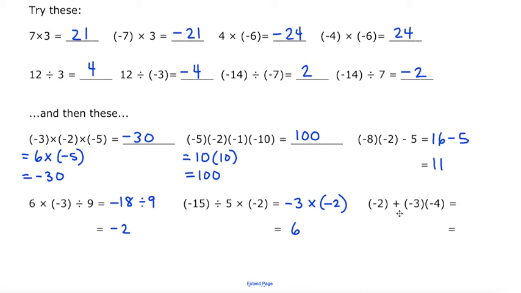And lastly, this last example here, remembering that I have to do my multiplication before I can worry about doing my addition or subtraction. So I have negative 2, I'm going to still keep that out front, and then I'm going to add whatever I get when I multiply. Negative 3 times negative 4. Negative 3 times negative 4 is a positive value. Two negatives make a positive, and that gives me 12. So I have negative 2 plus 12, which ends up with a final answer of positive 10.